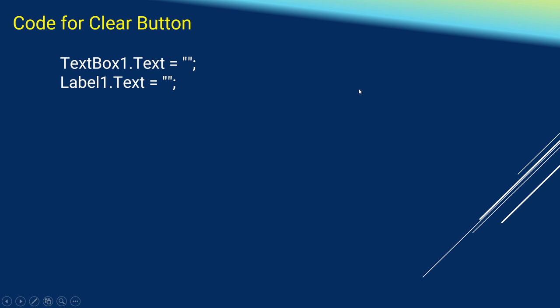Double click the Clear button to generate its click event. Inside the handler, clear the controls using TextBox1.Text = "" and Label1.Text = "". This improves usability and gives users control over the form.